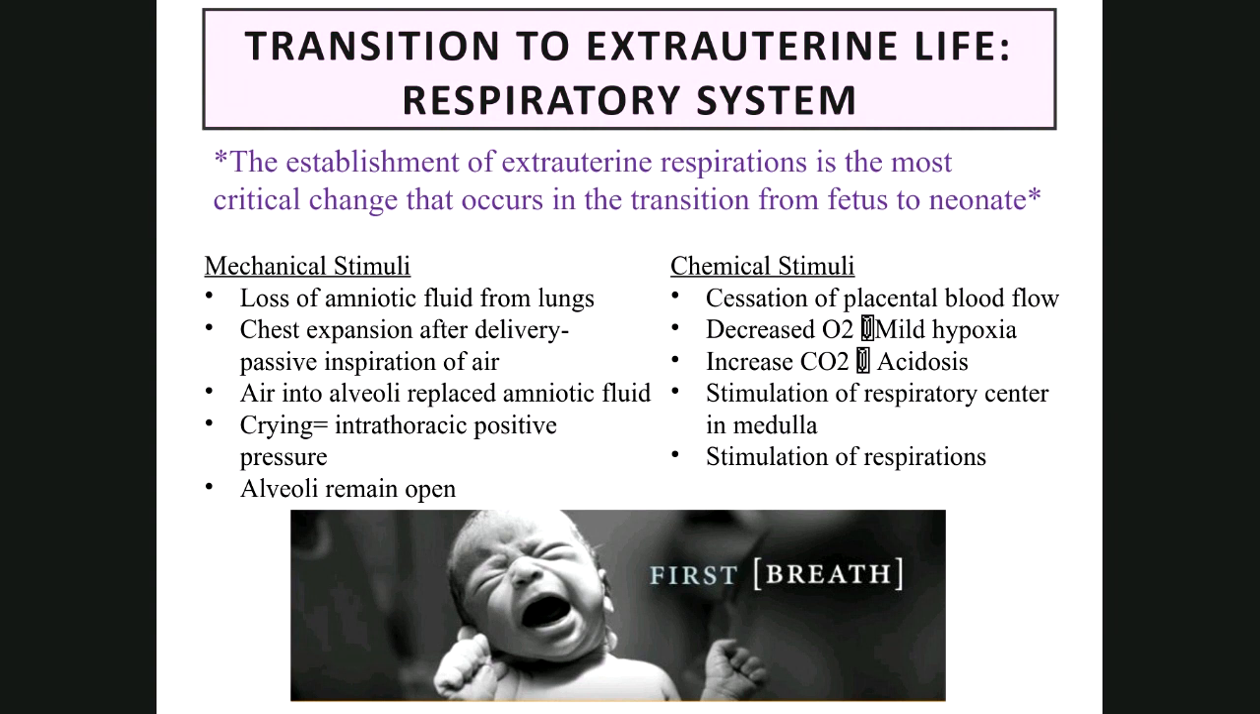And then on the chemical side, once the cord is cut, there's cessation of placental blood flow. Baby is born, we clamp and cut the umbilical cord. When that happens, carbon dioxide increases, and there's no more oxygen getting to the baby, so the carbon dioxide will increase and the pH levels will drop. There's a lack of oxygen coming from the placenta, and so there's mild hypoxia.